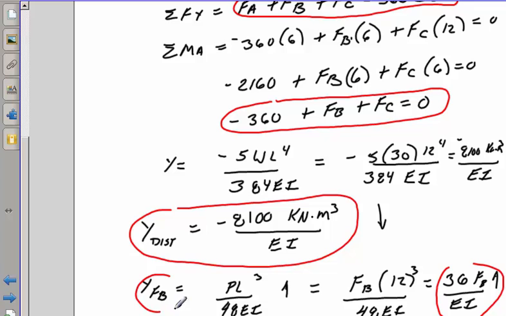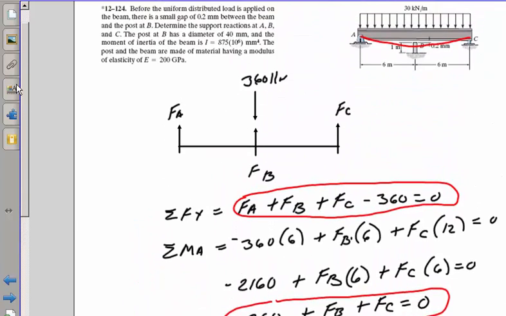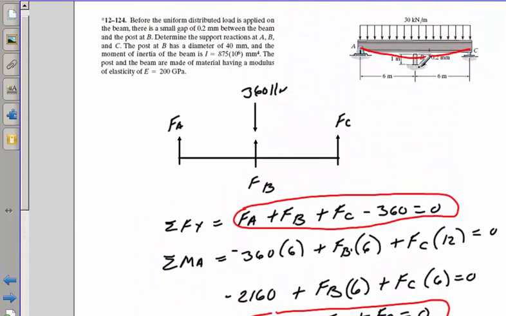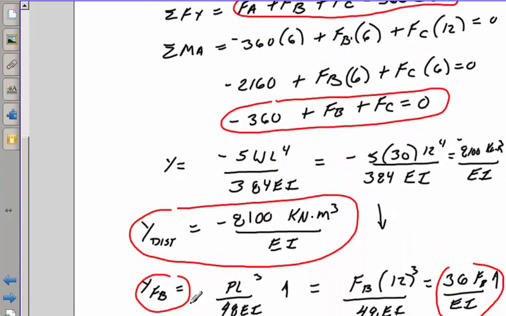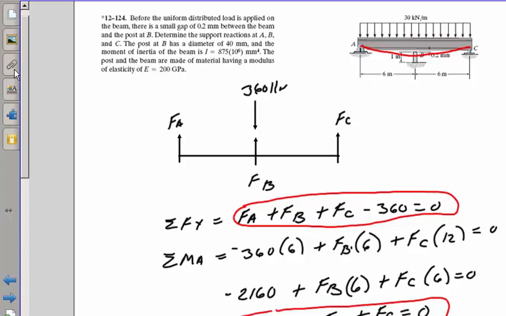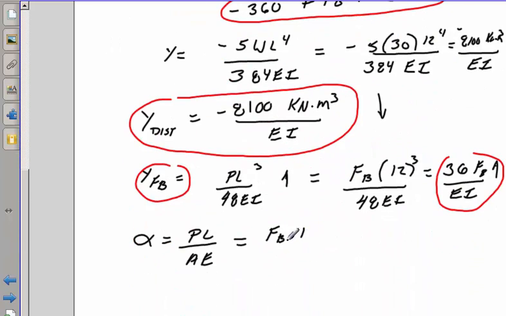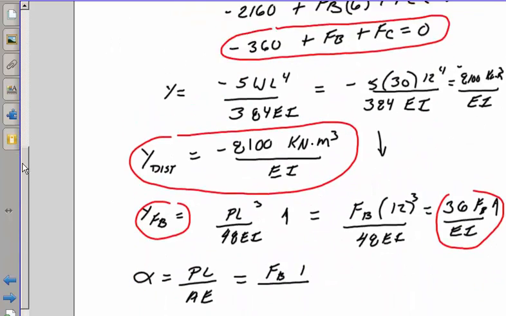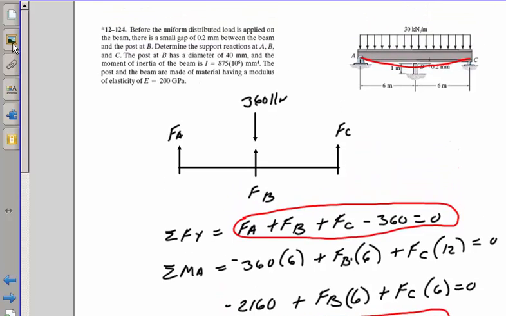Okay, and that's FB. Now, we consider this guy has a length, it's going to deflect, so that's going to be a PL over AE type of equation. Basically, that is PL over AE. What's making it deflect is the force of B times its length, which is 1 meter, over its area. Let's see if it gives us area here.